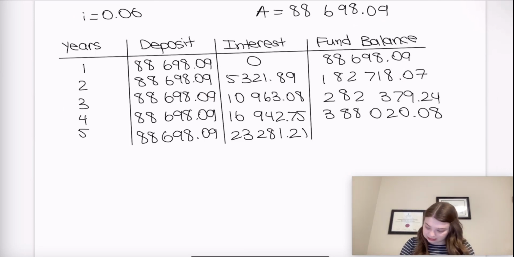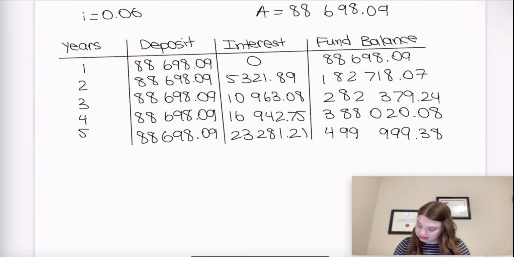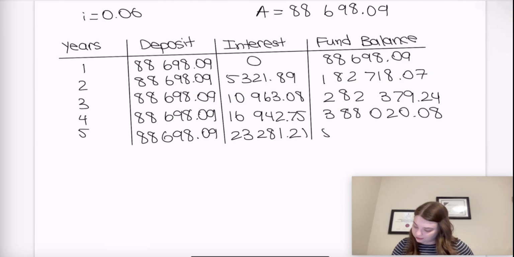So then we're going to add the previous balance, $388,020.08, and we're going to add the new deposit we just made, $88,698.09. And overall, we get $499,999.38, which, you know what, that is close enough to $500,000, right? We're just going to round that up at this point to $500,000.